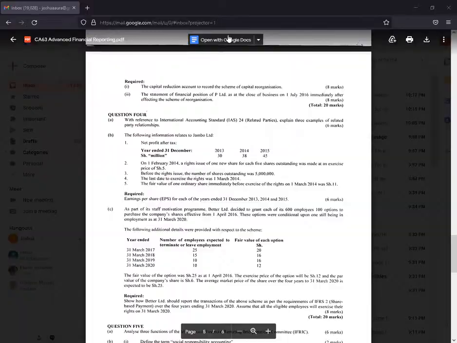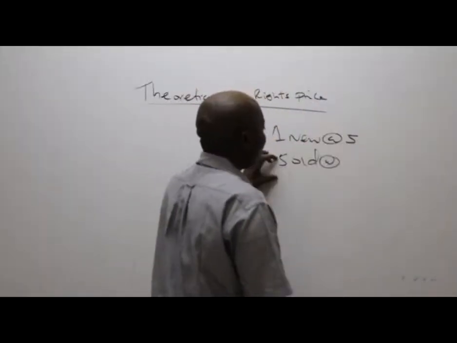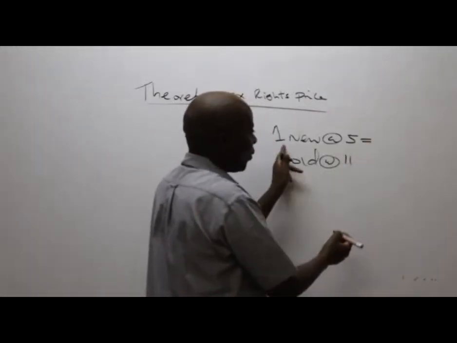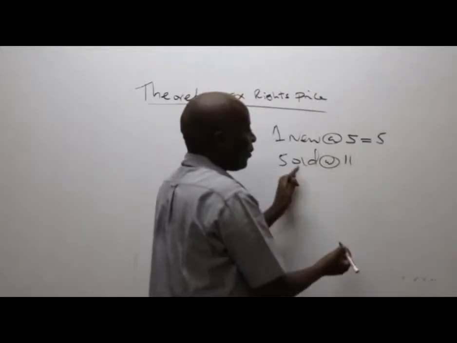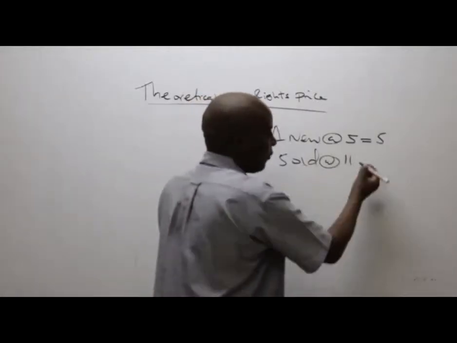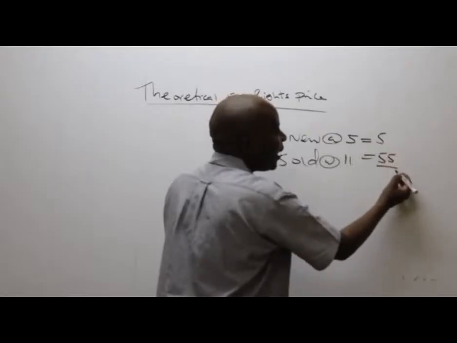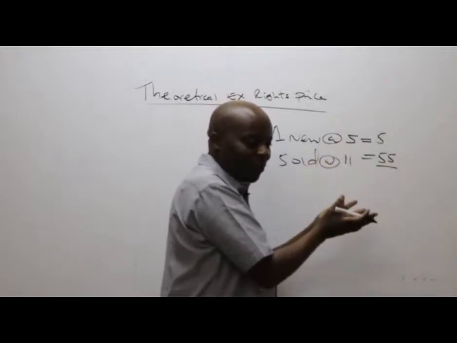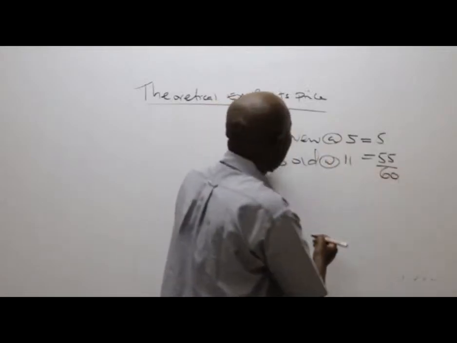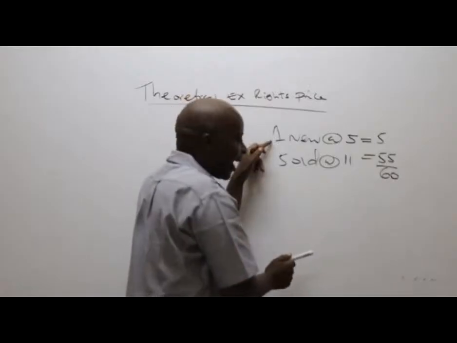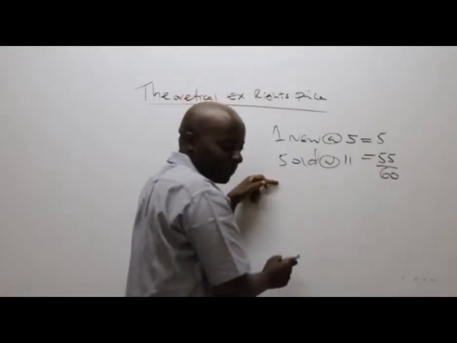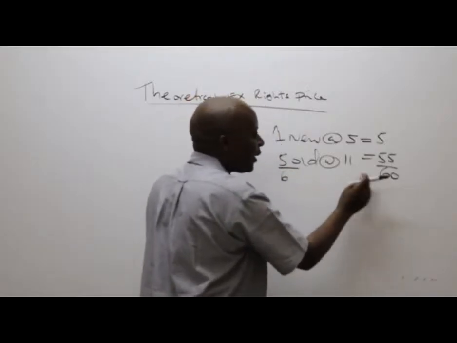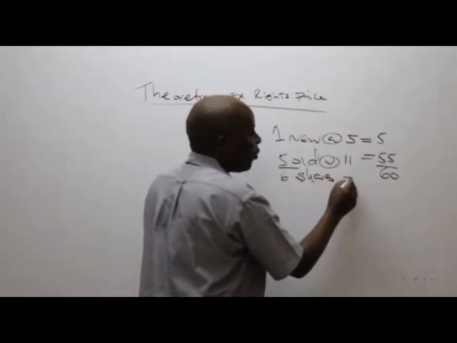So ladies and gentlemen, listen to me very well. 1 new is 5. 5 old, each one is going for how much here? 11. So could you kindly multiply this? 1 times 5 gives me 5. 5 times 11 gives me 55. So the total bundle here will be worth 60. But how many shares do we have in total? 6. So we are saying that 6 shares are worth 60 bob.